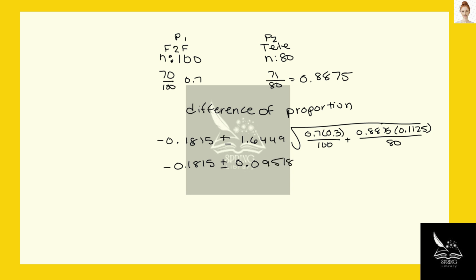plus or minus 0.09518. And so then the confidence interval is going to be negative 0.2827, comma, negative 0.09232. And so then it says, does the interval contain numbers that are all positive, negative, or mixed? All negative.